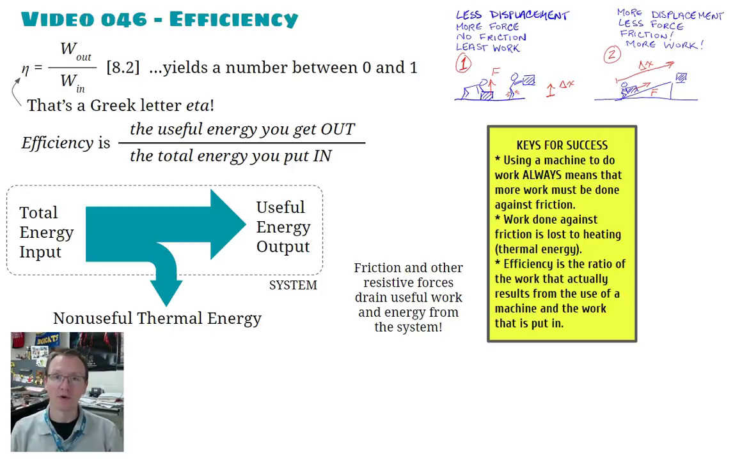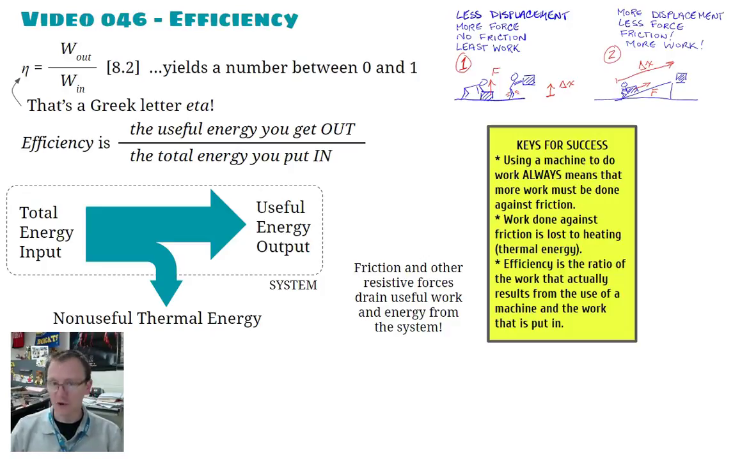Or you can do a brute force method where you just apply a force directly and get an object to move in a certain displacement. And so we can compare those methods by using something called efficiency. Efficiency is just a ratio of the two different types of methods that you might use: the machine method, or whatever the modified method is that you use, and the brute force method.